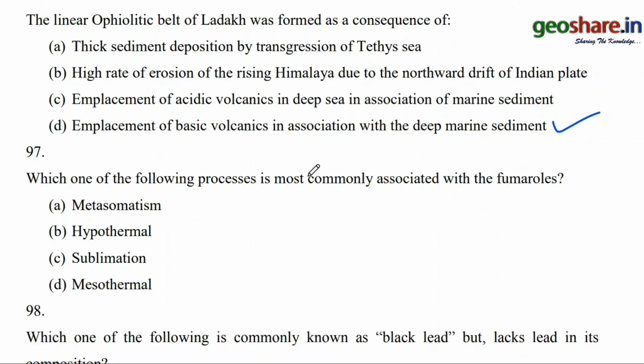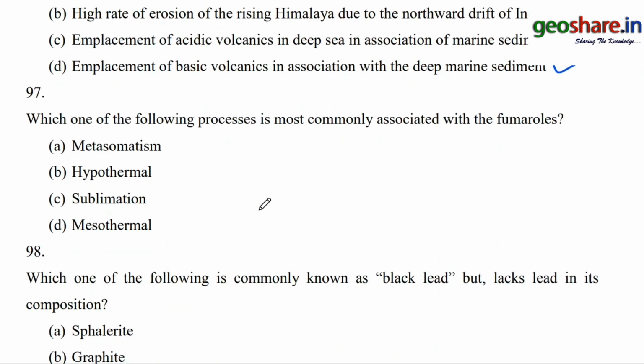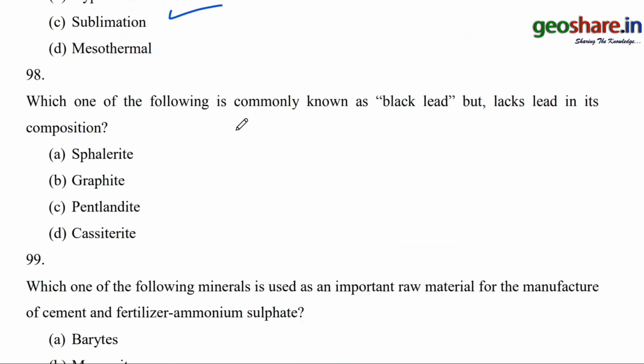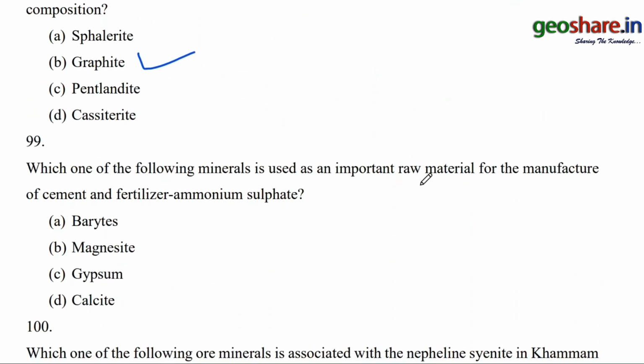Which one of the following processes is most commonly associated with fumaroles? Sublimation. Which one of the following is commonly known as black lead but lacks lead in its composition? Graphite. Which one of the following minerals is an important raw material for the manufacture of cement and fertilizer?